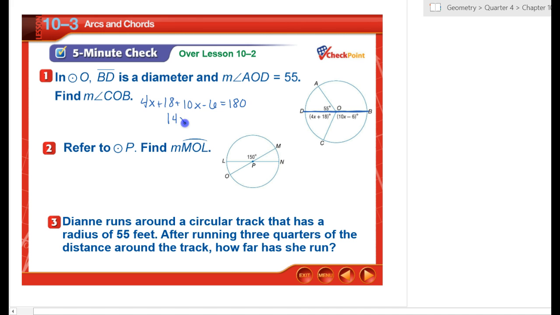So I've got 14x plus 12 equals 180. So that's 14x equals 168. So that means x is 12. When I plug in 10 times 12 minus 6, 120 minus 6, angle COB is 114 degrees.